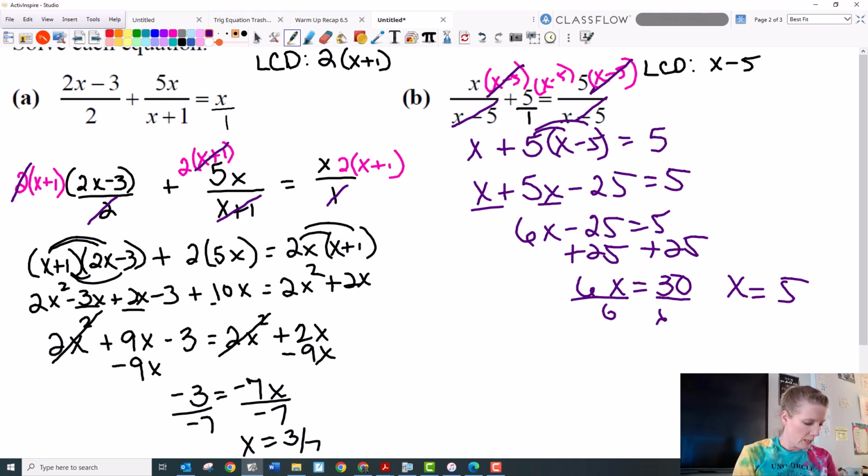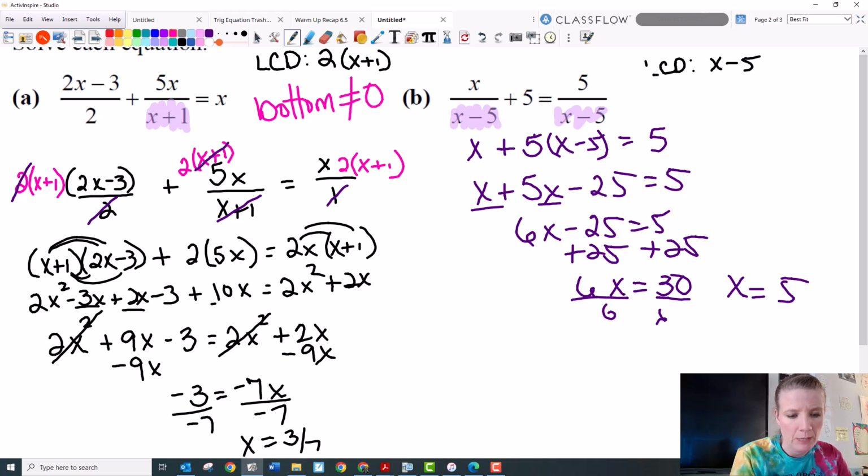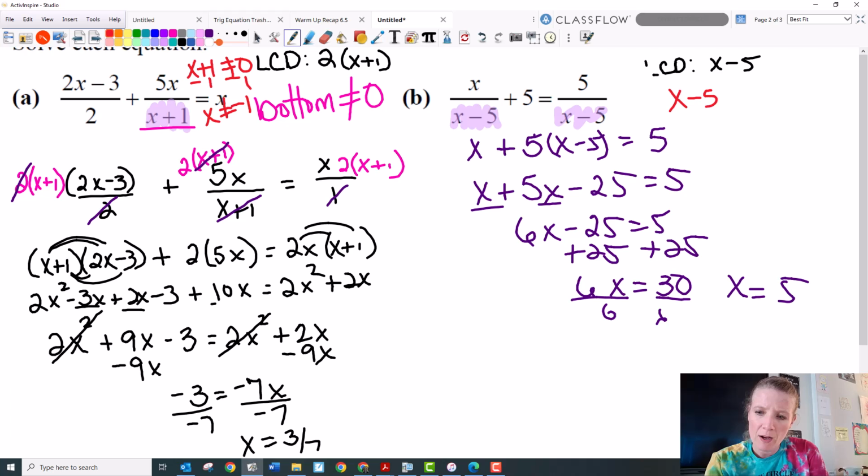And before I go on to the next one, I really need to talk about the fact that you have to check your answers. Okay, so we're going to go all the way back to our original problem on both of these, and I'm going to look at what can I not have. The rule is that the bottom cannot be 0. Okay, so on this one, x plus 1, I'm just going to do this in red, cannot be 0. So if you minus 1, x cannot be negative 1. And on here, I have x minus 5 cannot be 0. So x cannot be 5.